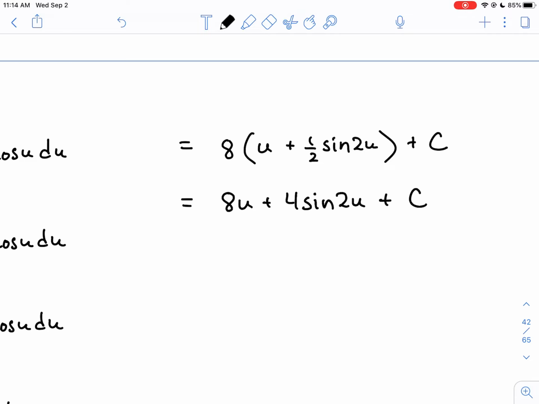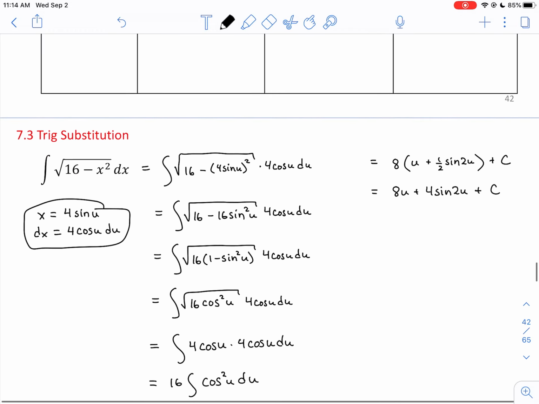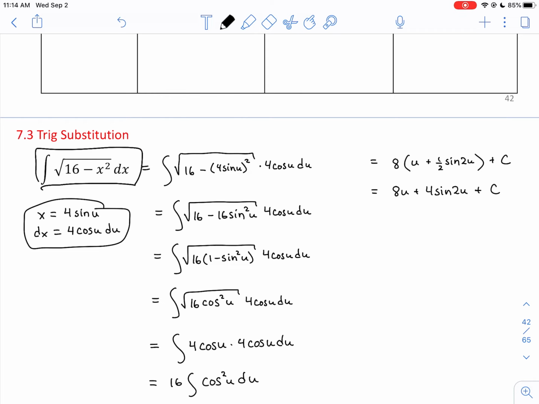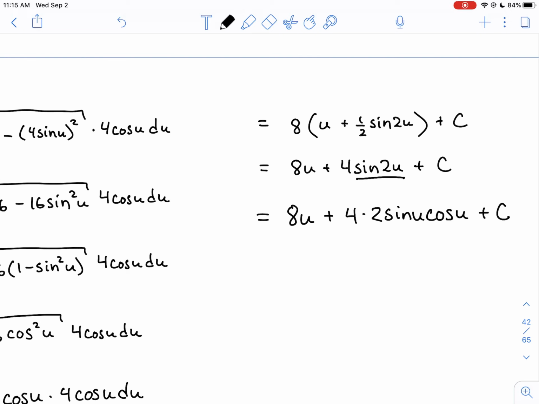Now, in order to be able to convert this back into x's, which ultimately I want to do, because I started with an integral in x, and so I should have an answer that's dependent on x, not dependent on u, I'm going to have to make use of the double angle identity on sine 2u. Recall that the sine of 2u can be written as 2 sine u cosine u. So then I could write my answer now as 8u plus 8 sine u cosine u plus c.